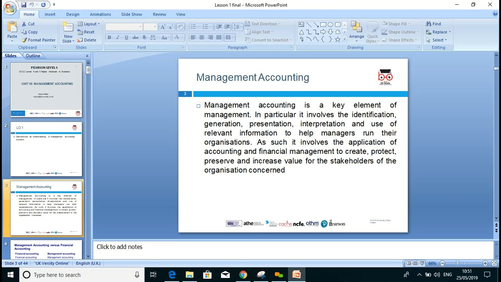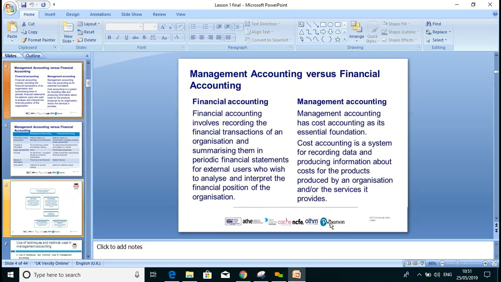As such, it involves the application of accounting and financial management to create, protect, preserve and increase the value of the stakeholders of the organization concerned. So management accounting is also to increase the value of the stakeholders. Stakeholders mean anybody who has any interest in the business. You are stakeholders in the UK university as a student, and I am a stakeholder in the UK university as a tutor.